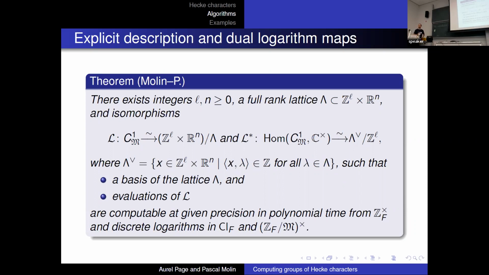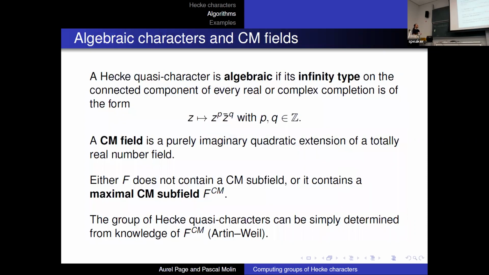Other questions? No. Okay, so one of the other groups of interest is the subgroup of algebraic Hecke characters that I mentioned. I didn't give you the definition earlier, but the actual definition is that a quasi-character is algebraic if its infinity type is of the form z goes to z to some integer power, z bar to some other integer power. So it's a rational fraction in z and z bar. This actually implies that it takes algebraic values. And we would like to compute the group of such characters.